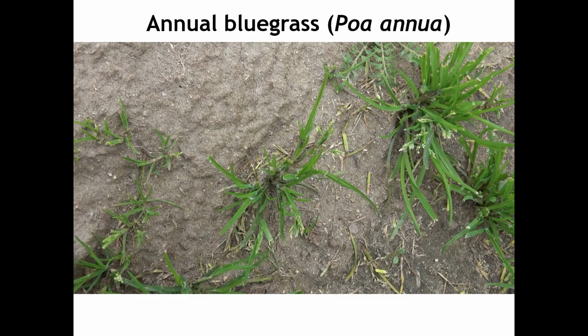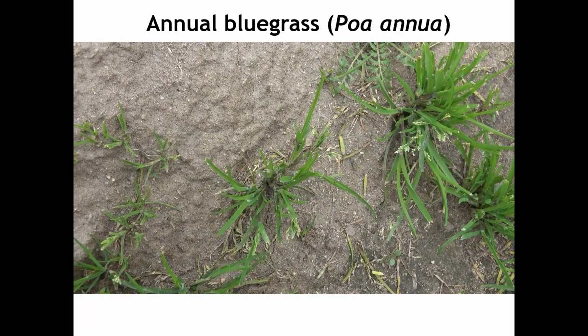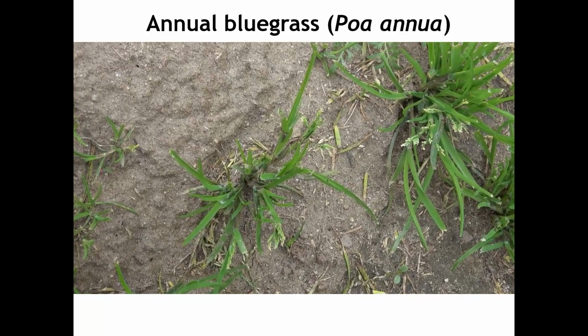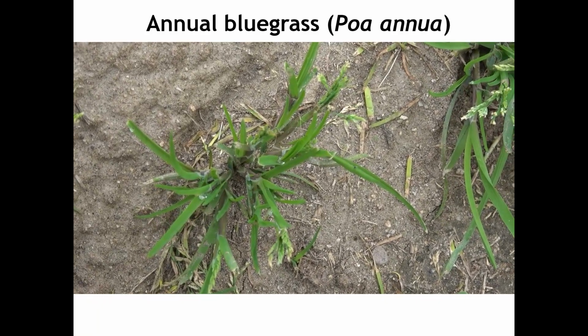So here's a video of annual bluegrass, and please pay attention to the leaves. See, as I zoom in, these are more boat shaped tips that they have, whereas the other grasses don't seem to have this type of feature.